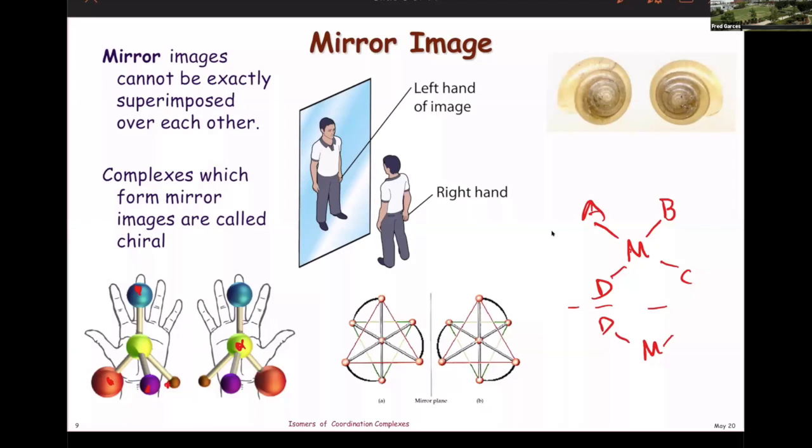Remember, this is square planar, okay? It's square planar, so it's flat. What I can do is take this, flip it over 180 degrees, and everything would line up. They would be superimposable. So square planar, four unique ligands on the metal, you cannot get optical isomers. It has to be a tetrahedral geometry.